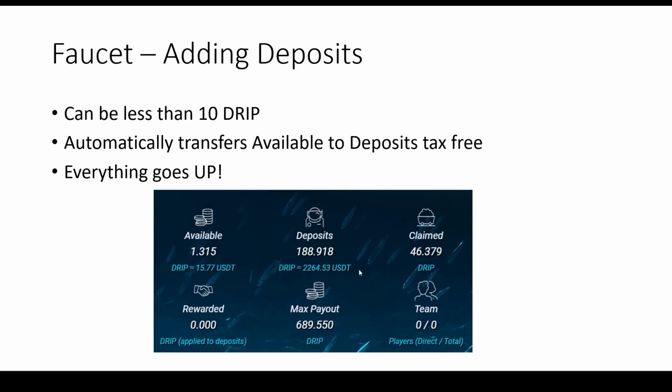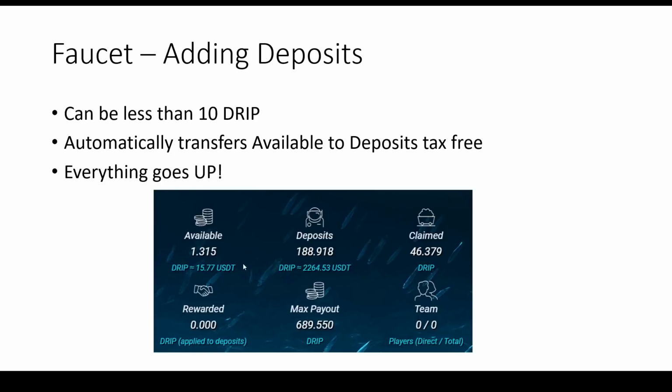If you're already a player, you're already staked, and you add a new deposit, the contract will automatically deposit the available.